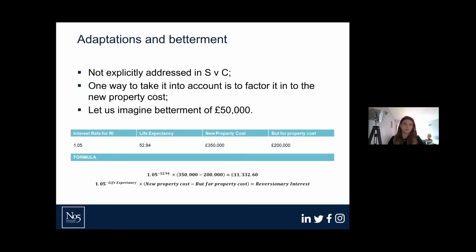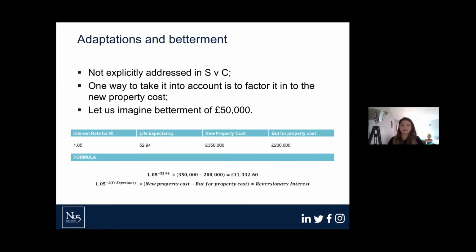This is something that, when I was reading through the judgment immediately after, is not explicitly addressed in Swift versus Carpenter, but perhaps that's because it's not overly controversial, really. One way to take it into account is just to factor it into the new property cost. Adaptations are dealt with as they always were, in terms of being recoverable if they're reasonable. And you simply take into account the betterment in the new property cost.